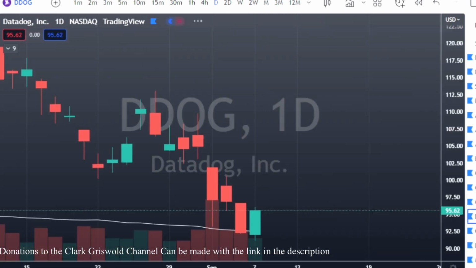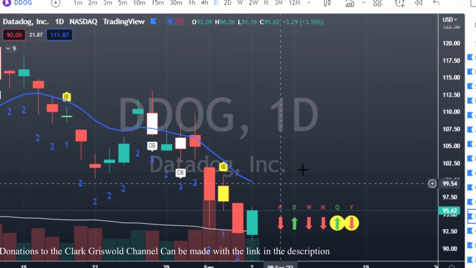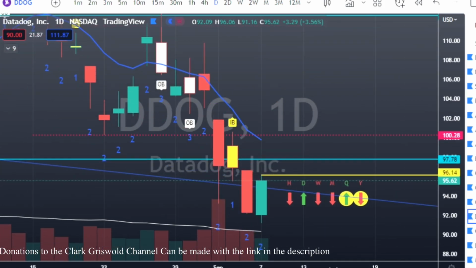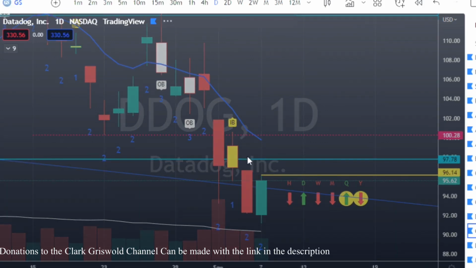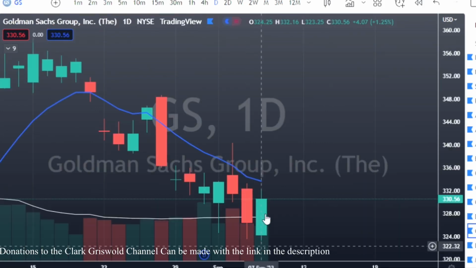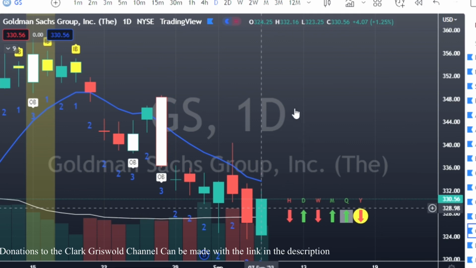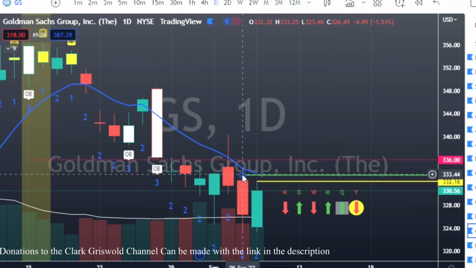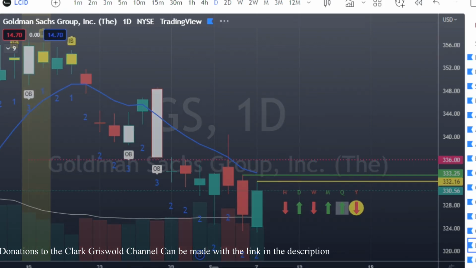So we'll move on to D-Dog, Datadog. I'm not sure the spreads between the bid and the ask are great on this one, but we can look for calls at 96.14. Goldman Sachs is up next. That's GS, 2 down, finish green. And we'll look for calls at 332.16. And the first targets can be placed right there at 333.25.